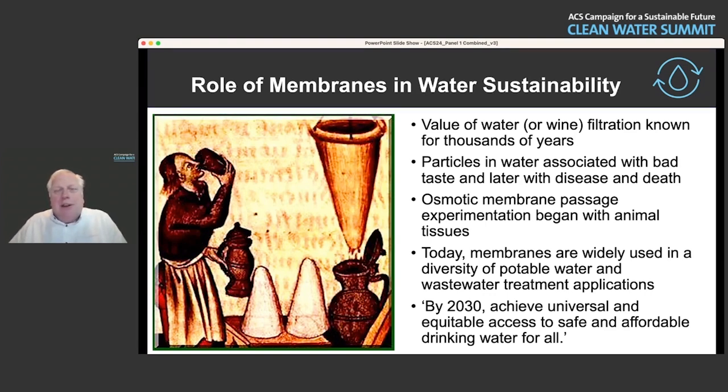The ability for osmotic phenomenon was discovered first in animals. Actually, if we think about our kidneys or other membranes in the body that are well positioned to do filtration, to allow certain materials to pass and others to be rejected. So today, as you're going to hear, membranes are widely used around the world. We'll hear from three very well-known experts in the field. And coming back to the Sustainable Development Goal, specifically for water, by 2030, we're to have universal and equitable access to safe and affordable drinking water for all. And membranes will certainly play a part in achieving that goal. Next slide.